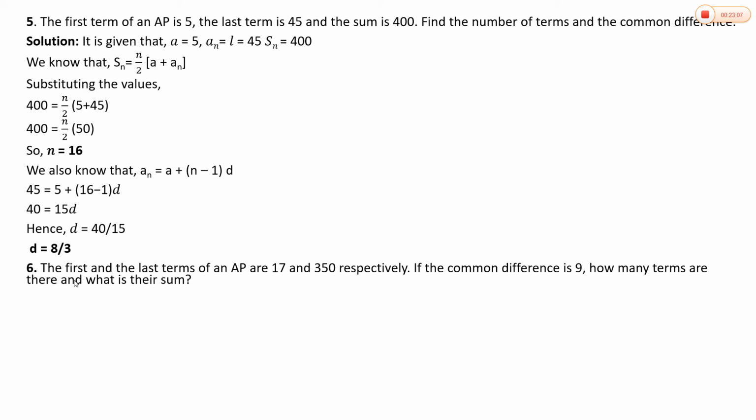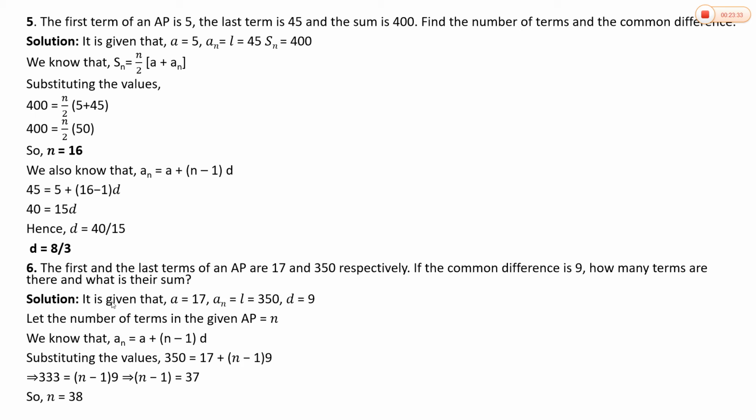Next problem is, the first and last term of an AP are 17 and 350. If the common difference is 9, how many terms are there and what is their sum? Here first and last term is given and common difference is given. You have to find the value of n and their sum. We will see the solution. It is given that A is equal to 17, An is equal to L is equal to 350, last term is 350 and common difference D is equal to 9.